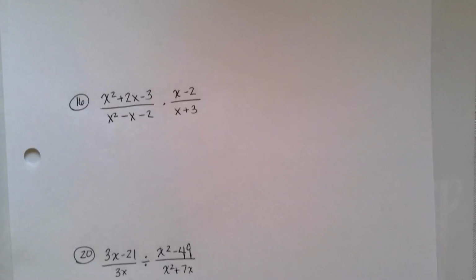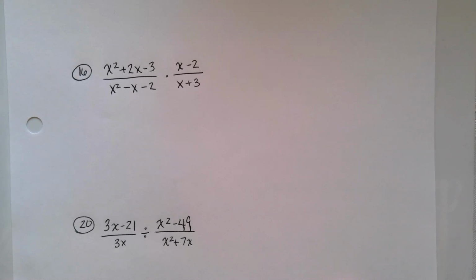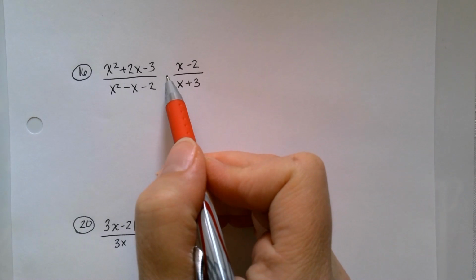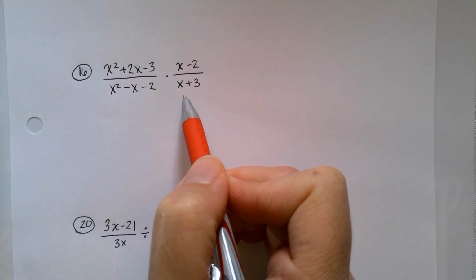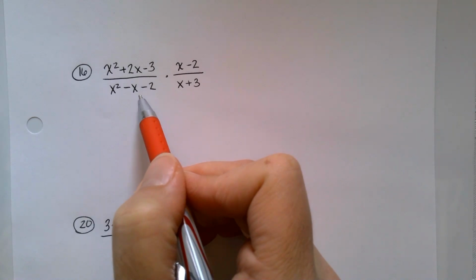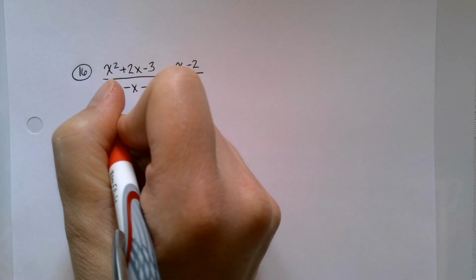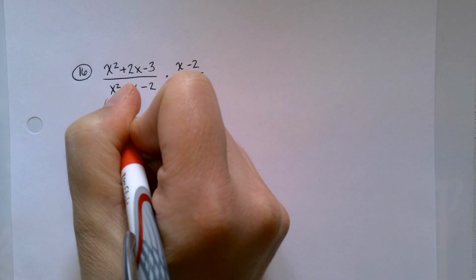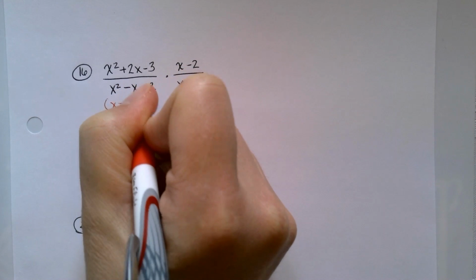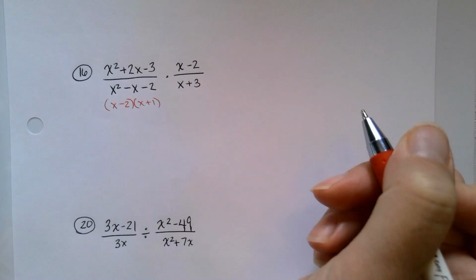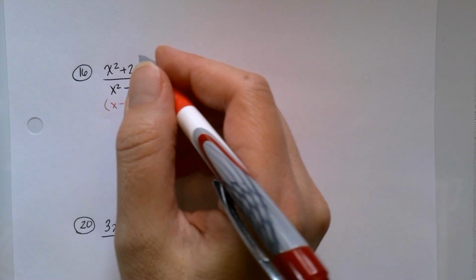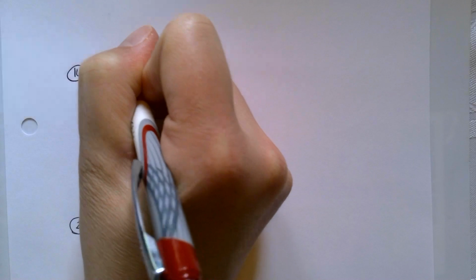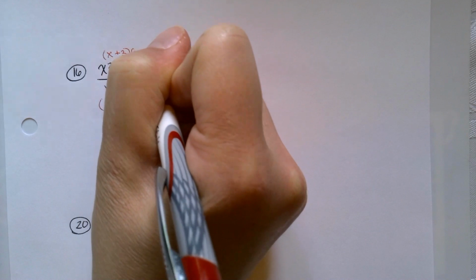All right, here's number 16 from the book. Again, these are jumping around because I wanted to show which numbers they were. Now I have multiplication. I do not need a common denominator, but I do need to factor and cancel and find the pieces. This is going to factor to x minus 2, x plus 1. We want to be very careful with our accuracy in factoring. And then up here, this factors to x plus 3 and x minus 1.